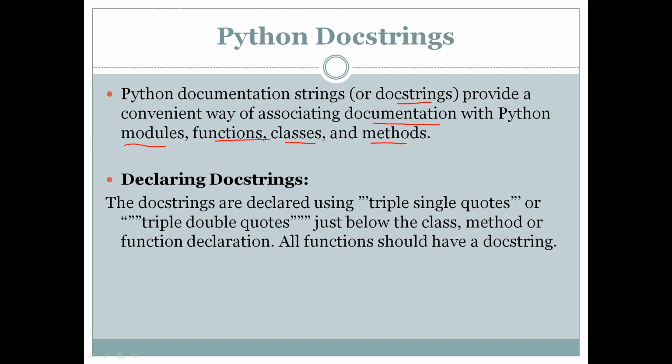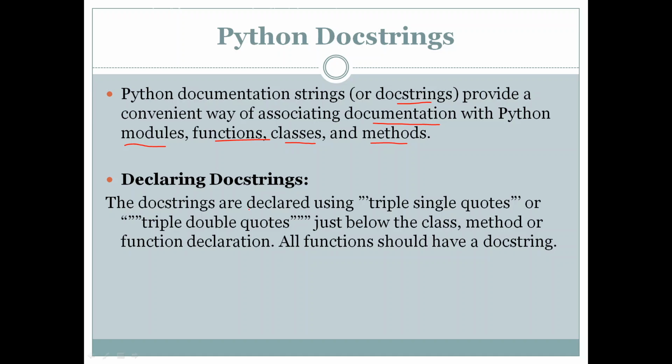So, declaring docstrings, let's see how docstrings can be declared. As I have said, all predefined functions have docstrings associated with them. Even while creating our own functions, user defined functions, classes and methods, we can declare a docstring inside them. So how is a docstring declared?